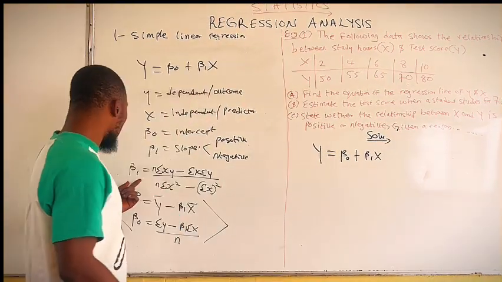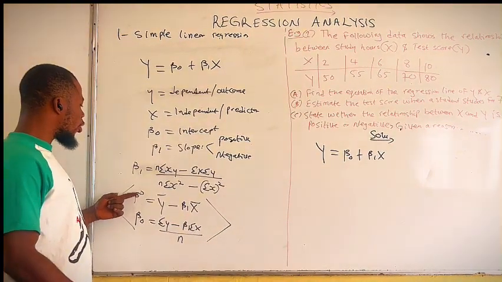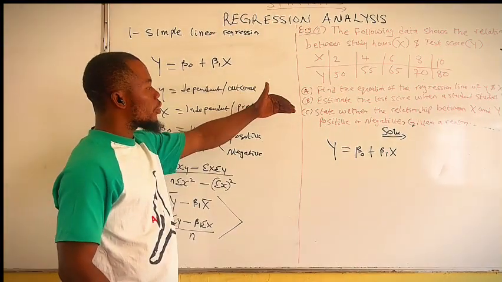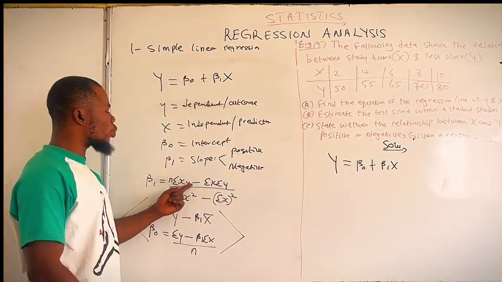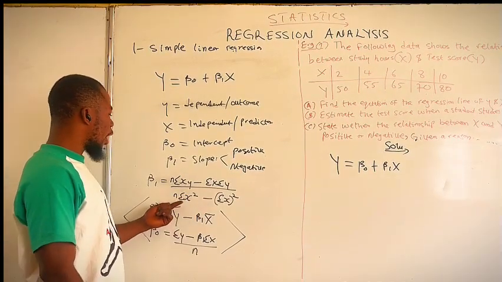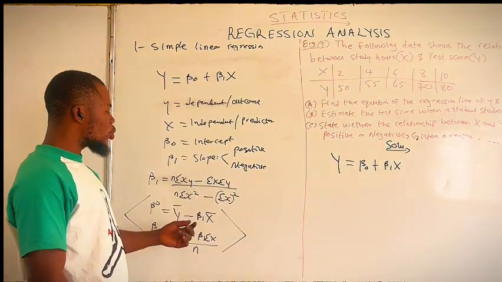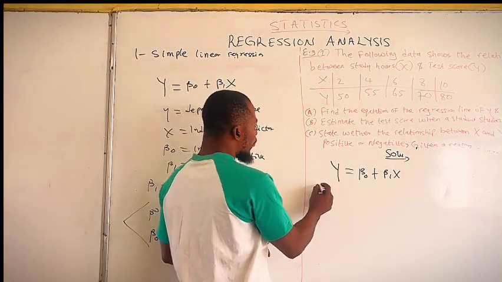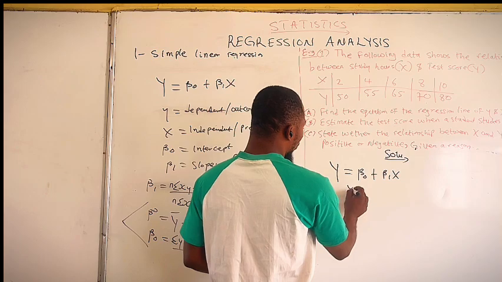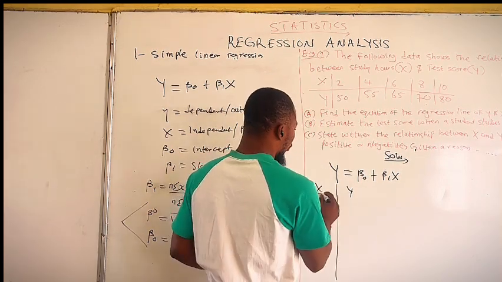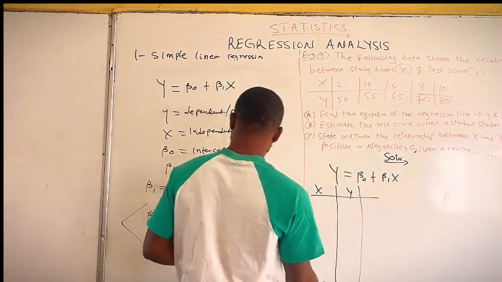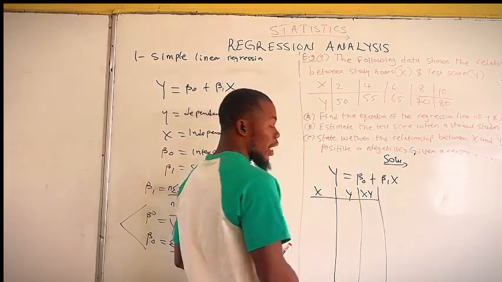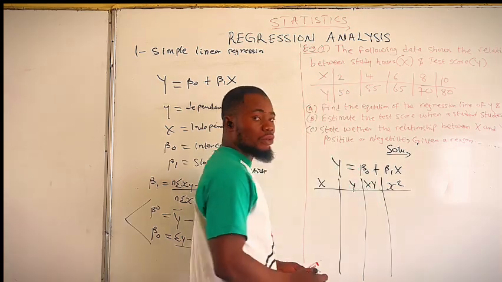Now we should know that this is the formula for beta naught and this is the formula for beta 1. In the formula, we have to make a table. The table will contain the summation of xy, x squared as well, and x all squared. In our table, we'll have x, y, xy, and x squared.